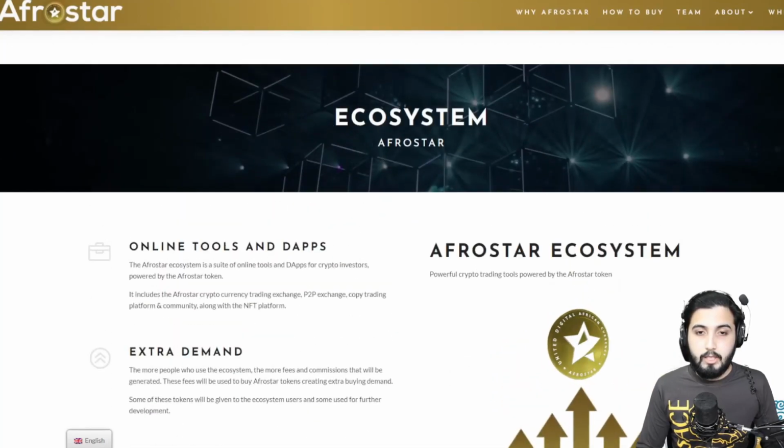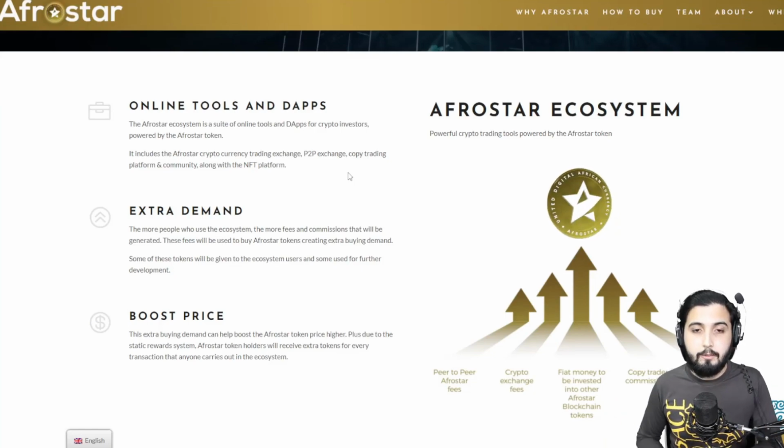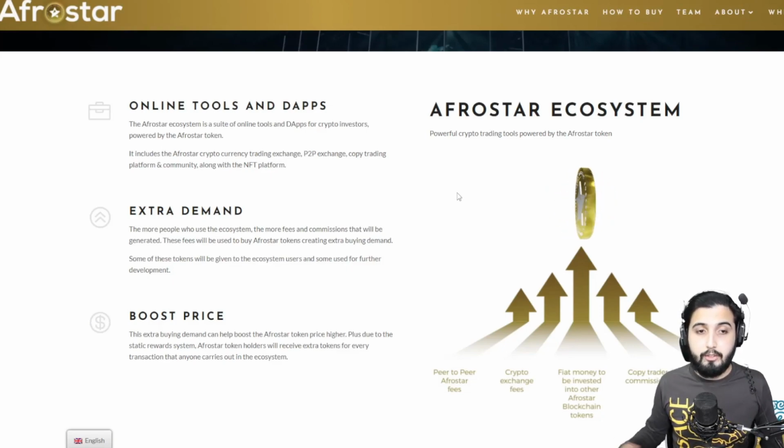Now, the ecosystem of the Afrostar online tools and dApps. So now we're going to get into the use cases, the utilities, and the projects that this is going to have. The Afrostar ecosystem is a suite of online tools and dApps for crypto investors powered by the Afrostar token. It includes the Afrostar cryptocurrency trading exchange, P2P exchange, a copy trading platform and community, along with the NFT platform. So these are the platforms, the projects that they have currently decided on, and the native token of all these tools will be the Afrostar token.